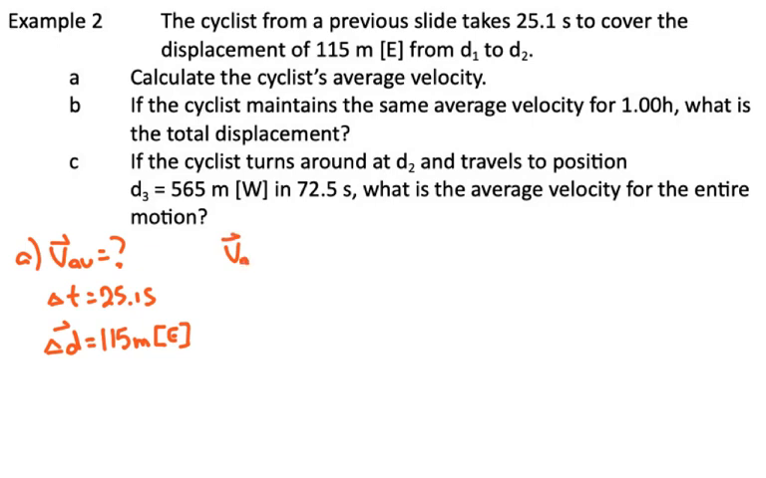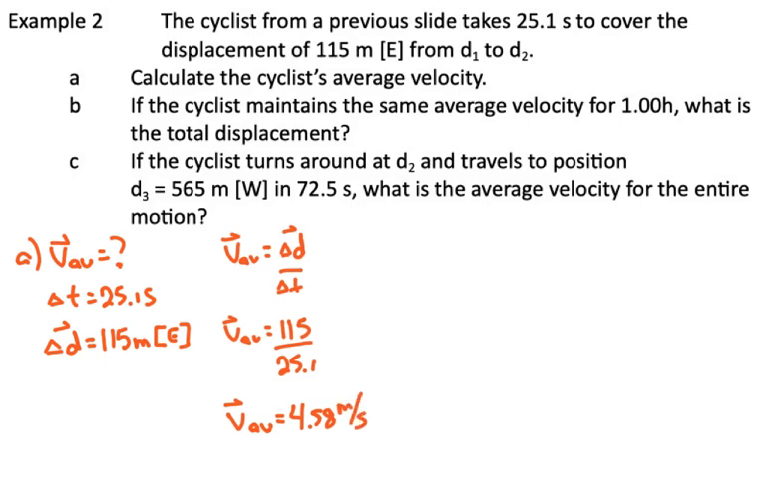We can just go ahead, plug this into the equation. We don't need to include the units or the direction in the calculation. We can simply reattach them at the end. Dividing this out, we'll need 3 sig figs, as both of our measurements have 3 sig figs to them. We get 4.58. Velocity is measured in meters per second. And since the displacement was to the east, the velocity will also be to the east.